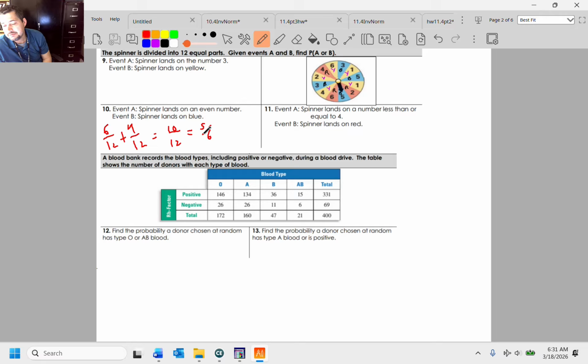Well, that was easy enough. What do we got going on here? Moving on to a chart.